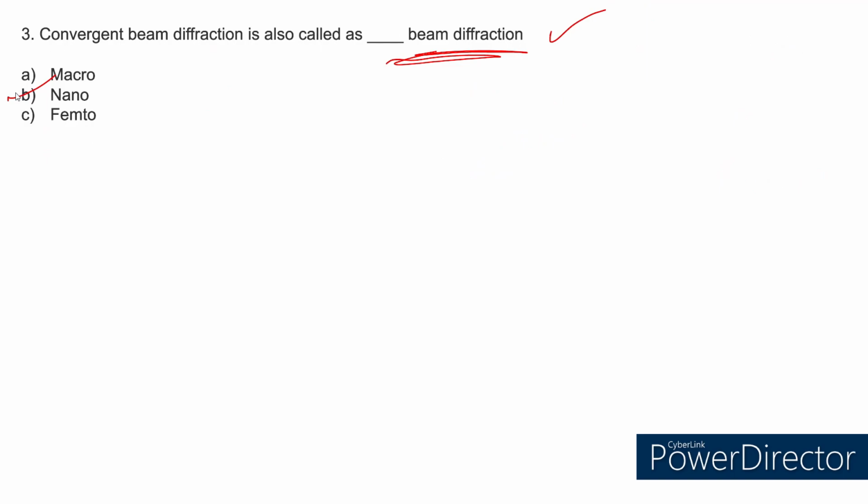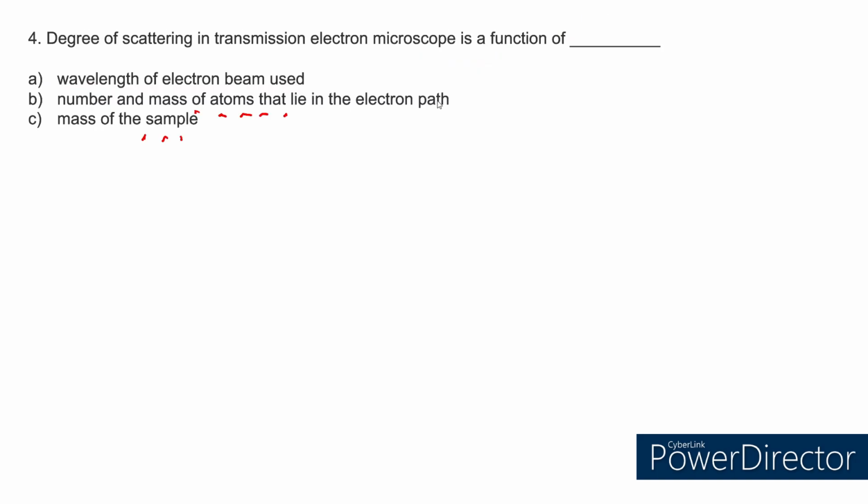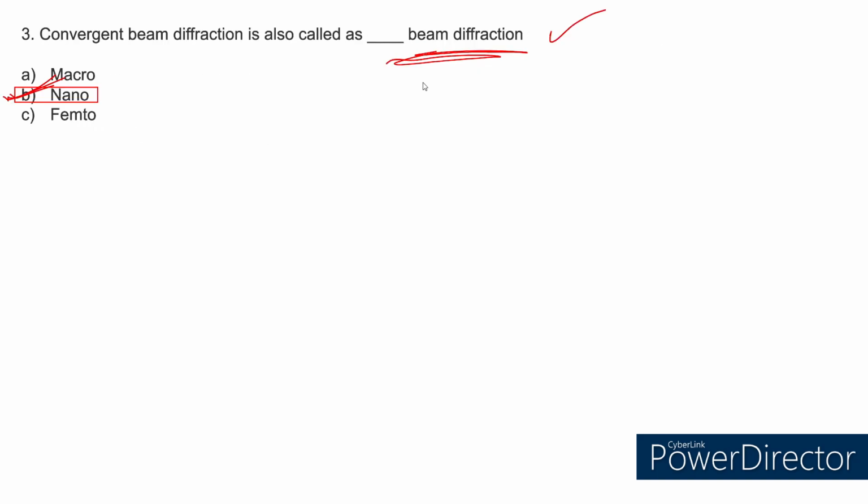And convergent beam diffraction is also called nano beam diffraction, because in convergent beam diffraction, whatever scale we see is in the nanoscale. That's why it is sometimes referred to as nano beam diffraction.